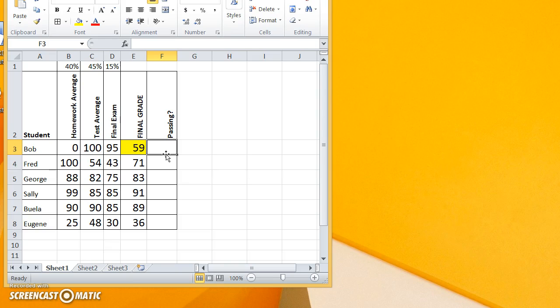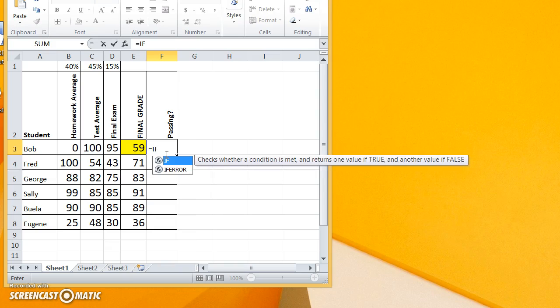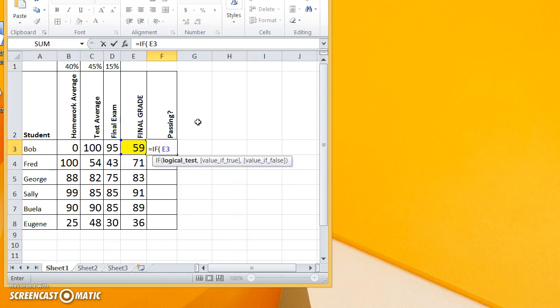So here comes my if statement. You ready for this? Always start with your equal sign. Then capital If, parenthesis, and it's going to try to help you out here with some hints, which is weird. But basically, here's my question: I want to know if that final grade we were just looking at is high enough. But I don't want to call it 59, I want to call it E3. So if whatever is in E3 is high enough, and what's the lowest D, a 65?